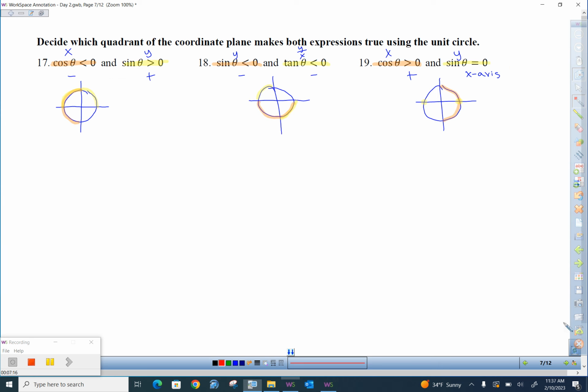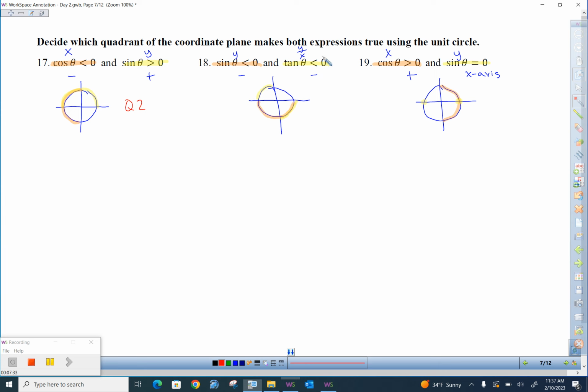Okay. So cosine, remember, is x, sine is y. When I say cosine is less than 0, I just mean negative x values, and that's the whole left-hand side of the graph. Then sine is the y value, so it's the whole upper half of the graph, and they intersect at quadrant 2. All right, over here, y we want to be negative down below.